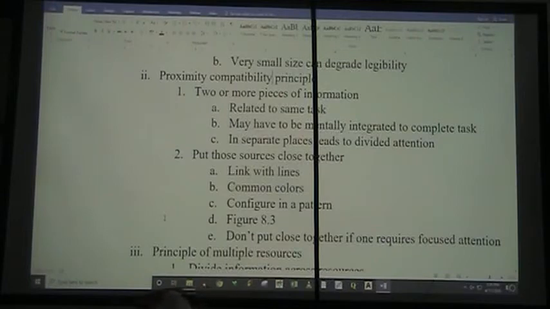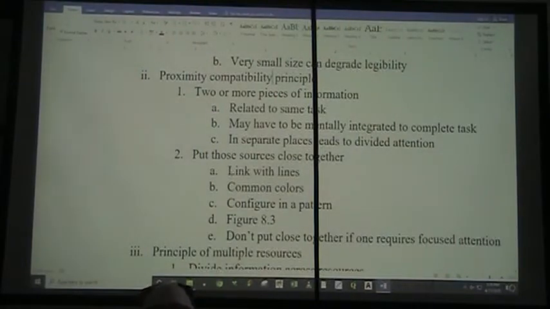Next is our proximity compatibility principle. If we have two or more pieces of information and they're related to the same task, maybe we have to mentally integrate them to complete the task. If they're in separate places, we're going to have divided attention. And of course, as we've already established, divided attention, double plus ungood. So let's put those sources close together.